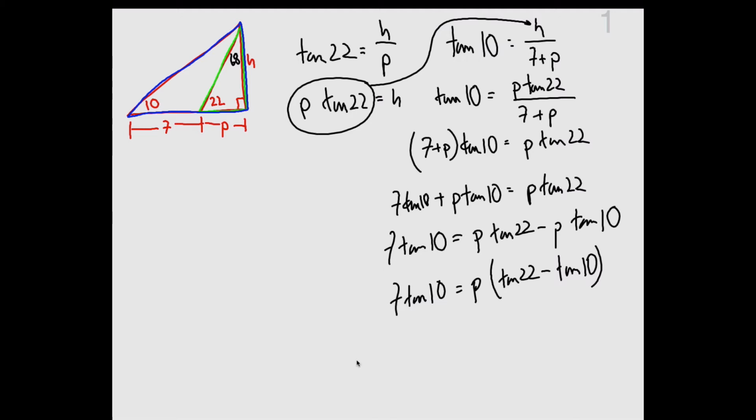What do I do next since you started this mess? Divide tangent of 22 minus tangent of 10 from both sides. Beautiful. 7 times the tangent of 10 divided by tangent of 22 minus the tangent of 10 is equal to p. Yes! If you cancel those tangents of 10, I will come to your house and slap your dog. Do not cancel those tangents of 10.